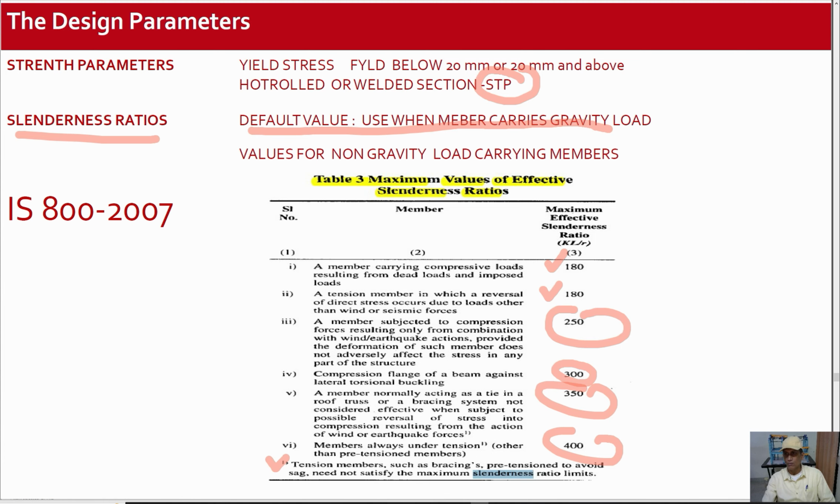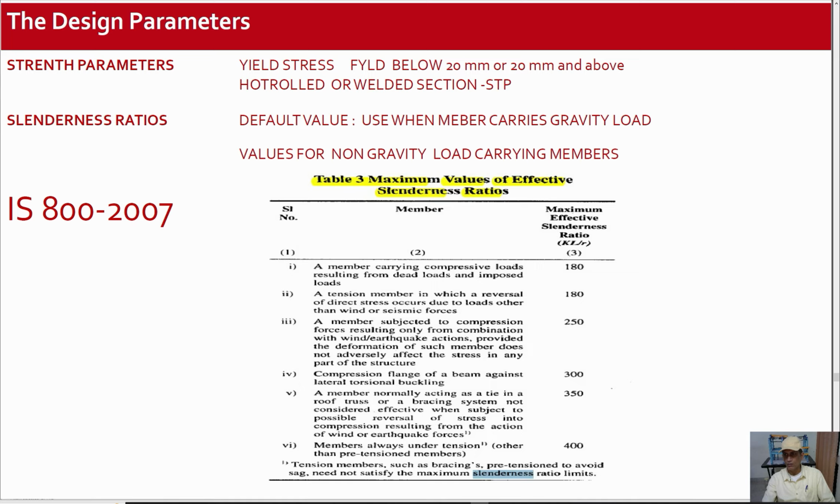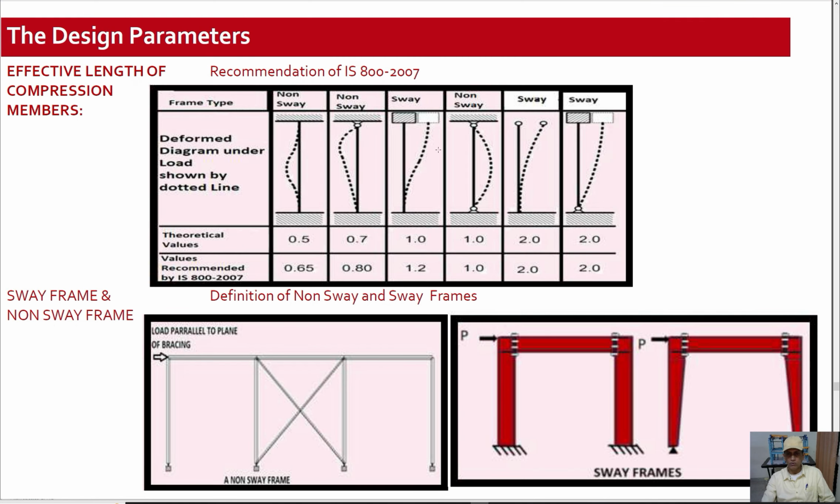So next is effective length of compression member. You must remember this table: non-sway frame, non-sway frame, sway frame, non-sway frame, sway frame, sway frame. So this is a non-sway frame. This is a cross bracing. This is a sway frame. This is a moment resisting base. Is a sway frame.